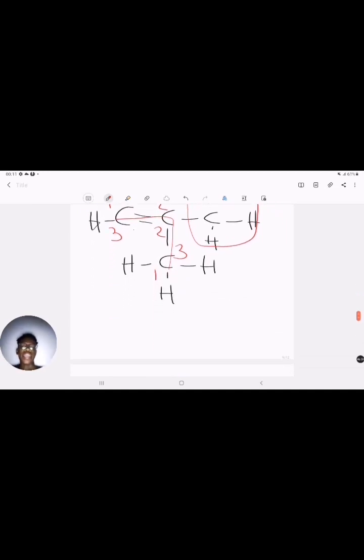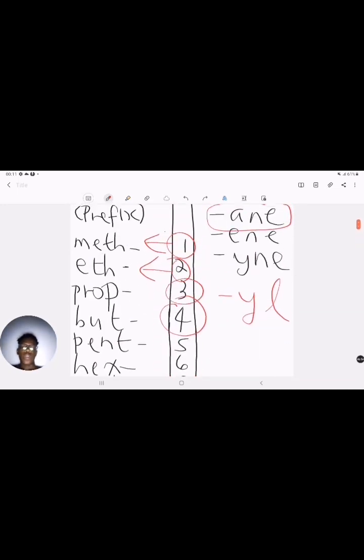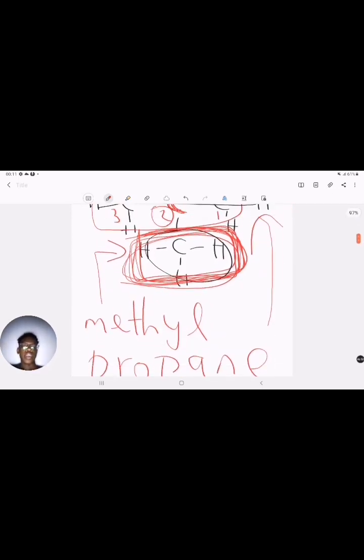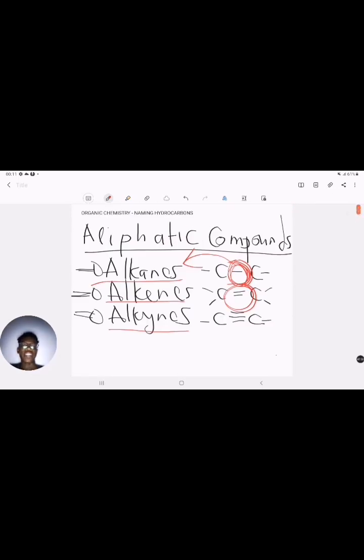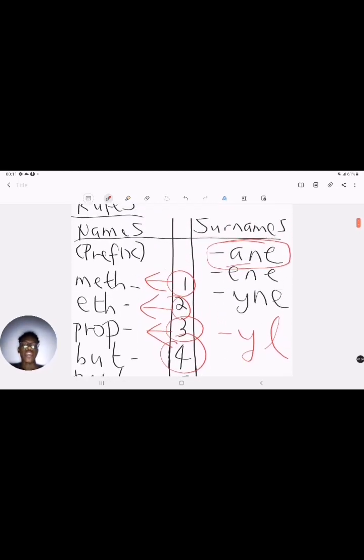Well, how many carbon atoms does it have? It has 1, 2, 3. What do I know about 3? Here's 3 here. There's my 3. 3 corresponds to prop. Okay, and it's an alkene. If it's an alkene, it means it has a double bond. If it's an alkene, what is the last part of the name? It's ene, right? It's ene.